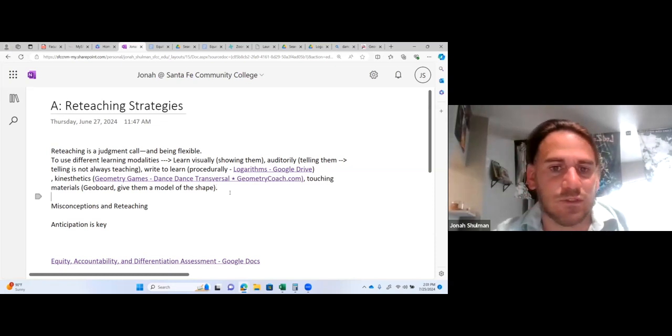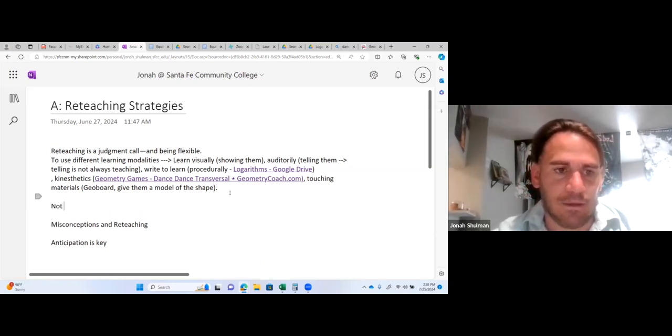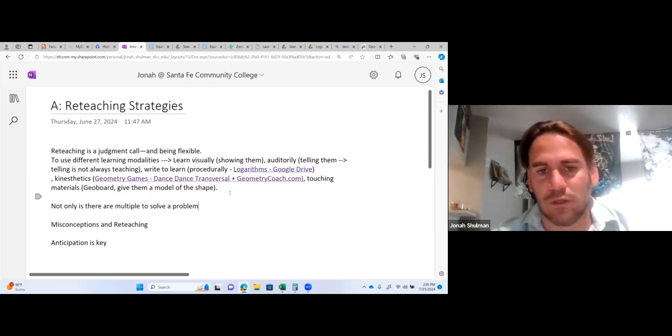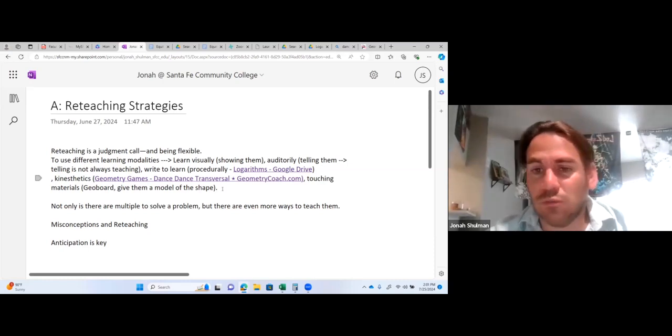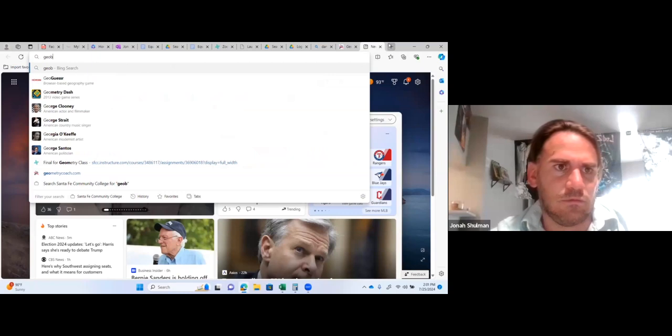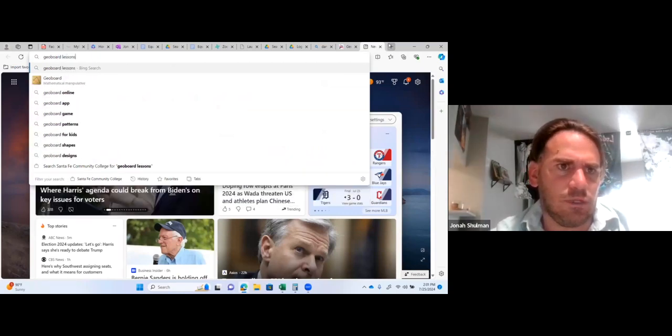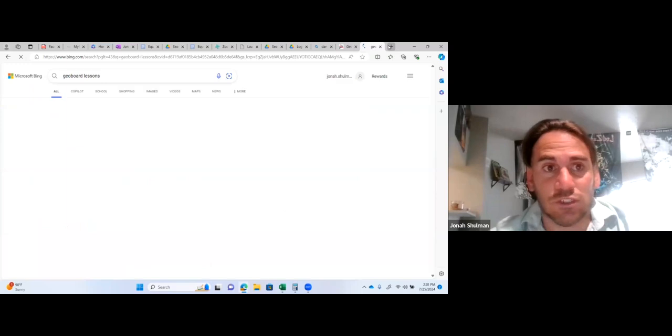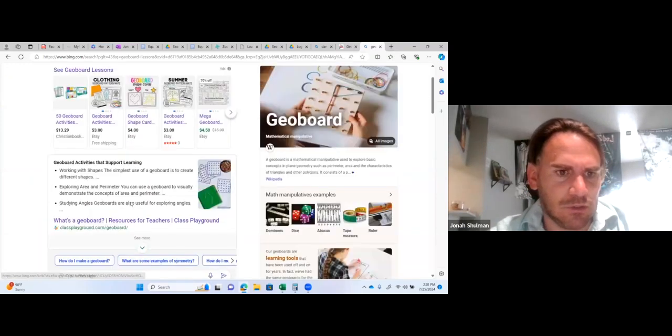The best thing about math is that not only are there multiple ways to solve a problem algebraically, graphically, geometrically, but there are even more ways to teach it. So geoboards are great. See what I mean? I still use geoboards. I think they're awesome.